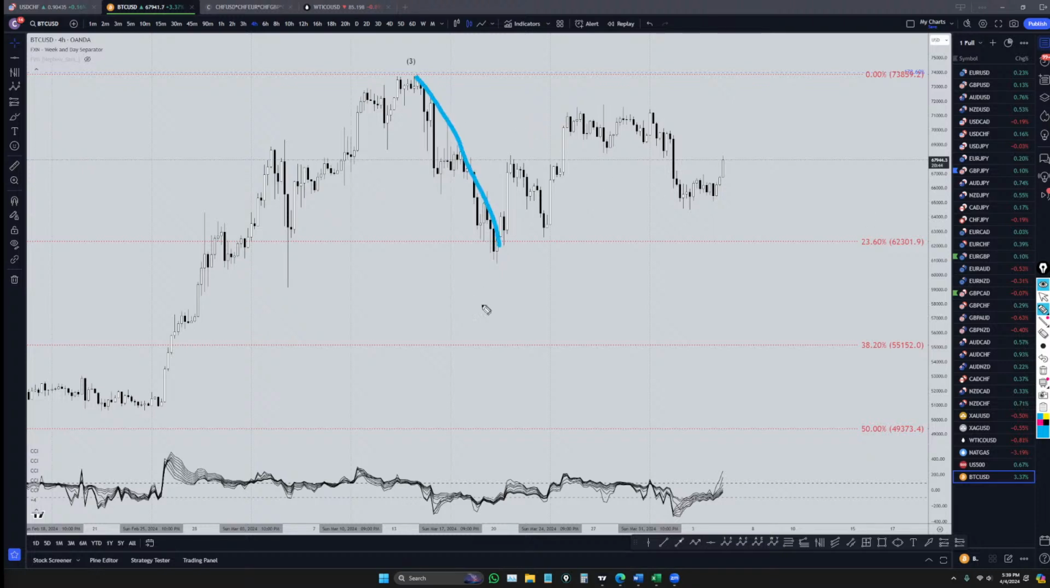To me, this looks like a wave A. To me, this looks like a correction, like a wave B. Maybe this is a one and a two, and then it's going to go down and make a three, four, five. That's what I think is going to happen. Like I said, I think it's going to go down to 55,000.